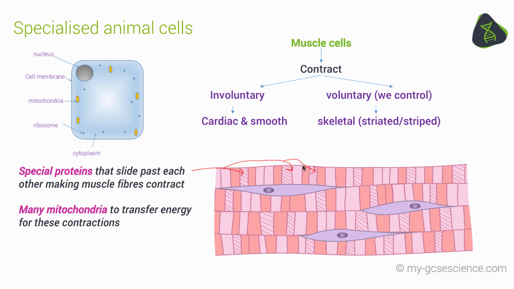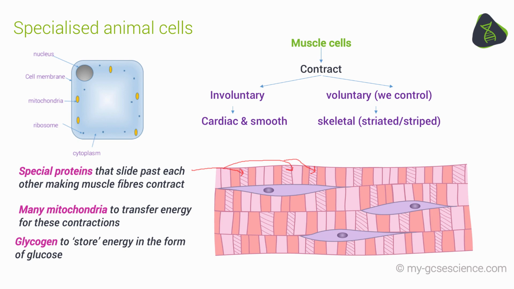compared to most other animal cells, and those mitochondria transfer energy from glucose for these contractions in the reactions of aerobic respiration. But sometimes the glucose that's needed to provide this energy could run out, and that glucose comes from the glucose going through your digestive system.